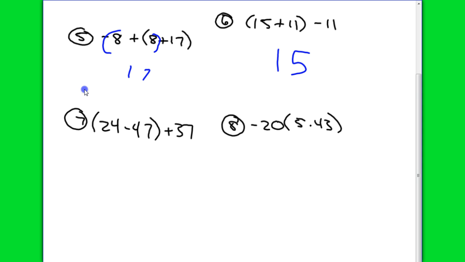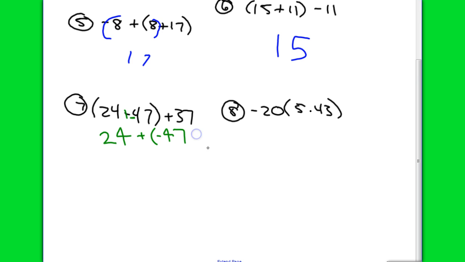Okay. Now, Emma, come on up. Tell me which two numbers would be the easiest to combine together here? 47 and 37. Probably, but 47 is negative, right? Why don't we change this to adding the opposite? Can we do that? And there you go. Beautiful.